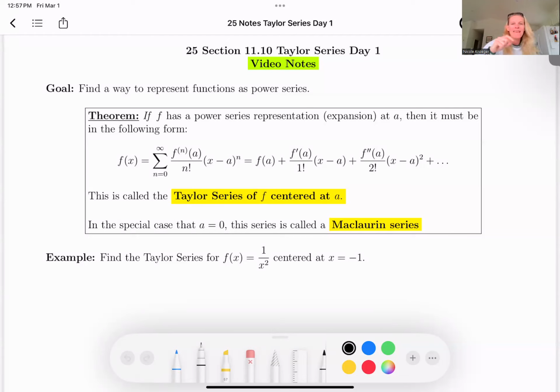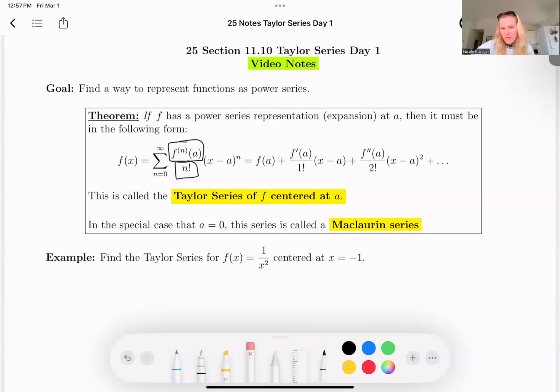So in this form, the nth term is the nth derivative at the value of a divided by n factorial times x minus a to the n. And we start at 0. So my first term is just the function at that point. Then we take the derivative and plug in the point, divide by 1 factorial, we have x minus a. And we just keep doing this. So if we're going to try and get this power series representation, we're going to need to start with some derivatives. This expression here is called the Taylor series of our function centered at a.